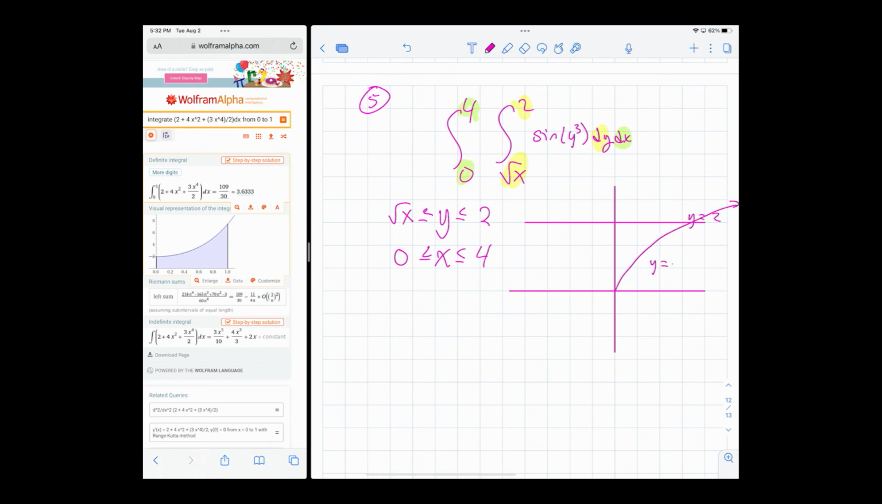Okay. And they say x goes from 0. Okay, that is here, up to 4. And just notice that if you put in x equals 4 here, the square root of 4 will be 2. So actually, this intersection right here is at 4. So we're looking at this section right here.